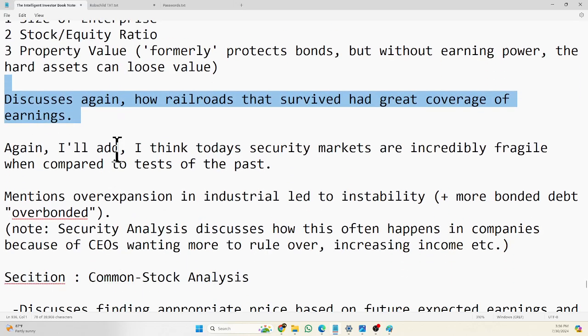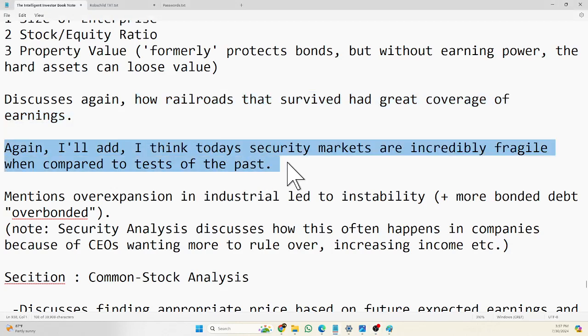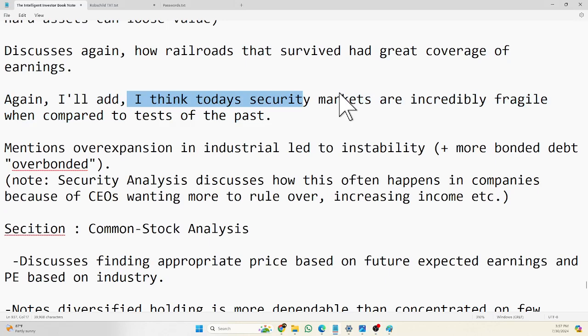All right, and then he discusses again how railroads that survived had great coverage of their earnings. I'm going to bring up again, it still seems to me today that coverage of earnings has become less and less important in every industry. But anyway, I digress. I wrote here in my notes too, again, I think today's security markets are incredibly fragile when compared to the tests of the past, especially regarding this railroad comment here.